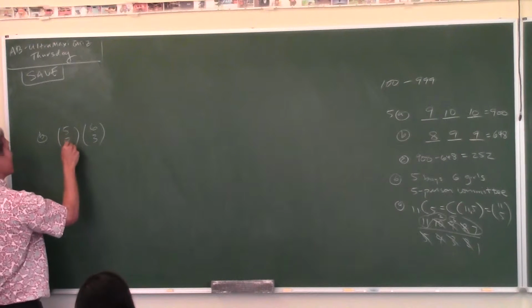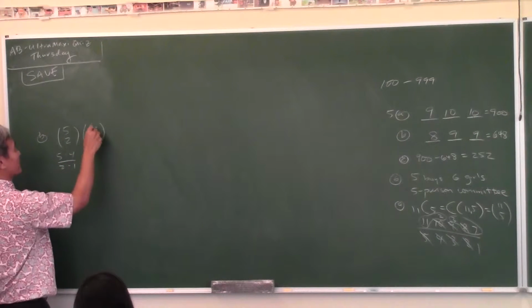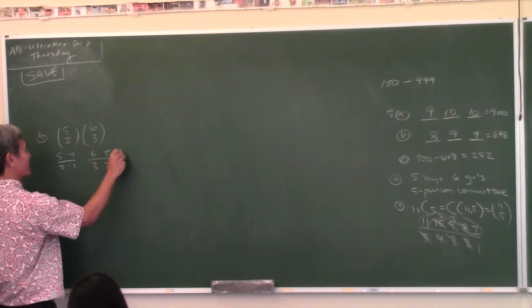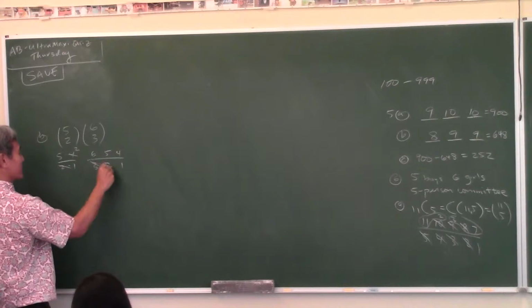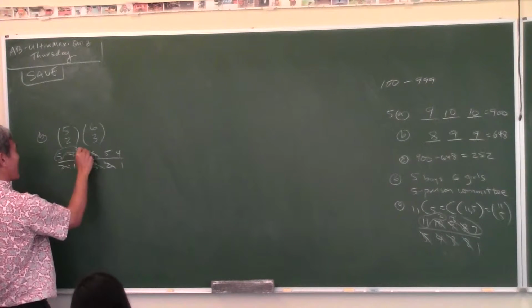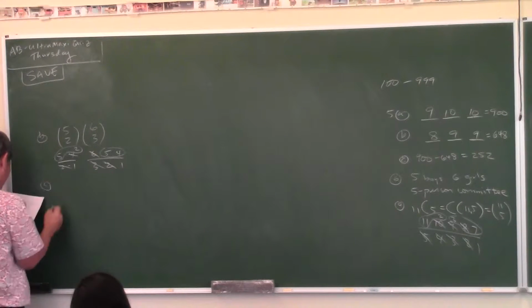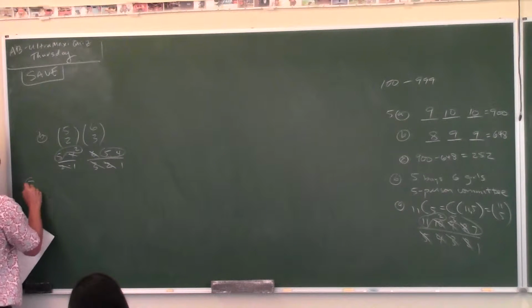How do you compute 5 choose 2? 5 times 4 over 2 times 1. How do you compute 6 choose 3? 3, 2, 1 on the bottom and 6, 5, 4 on the top. So what kind of canceling can I do? 2 goes into 4 2 times. 3 times 2 cancels 6. So you've got 10 times 20. I think you guys can handle that. And then C. There's no C.